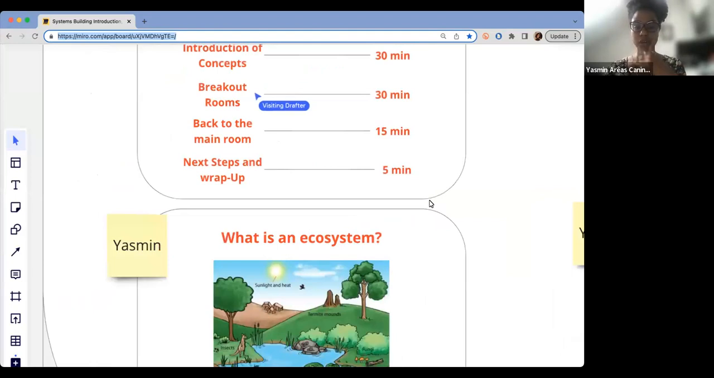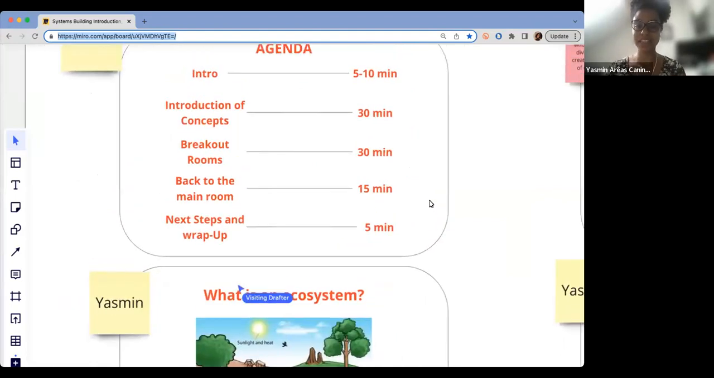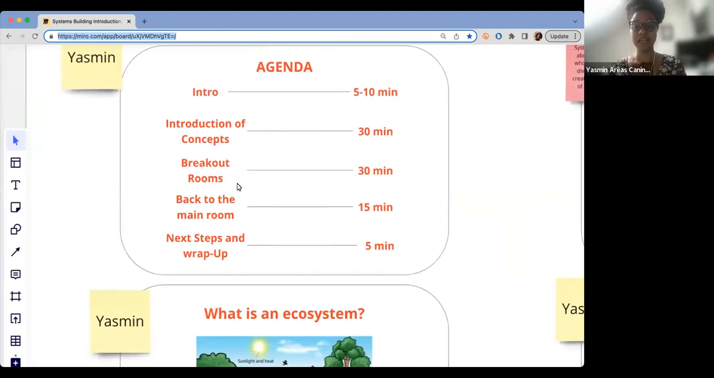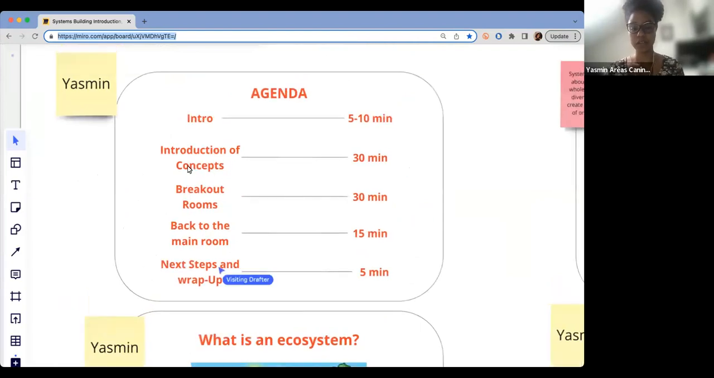So we're going to start with this 5 to 10 minutes introduction. Afterwards, we're going to introduce the concepts of systems building. It's just going to take roughly 30 minutes. Then we're going to have a breakout room session that is going to take roughly 30 minutes as well. Then we're going to come back to the main room to share the main outcomes and insights that you had during your discussion in the breakout room. And to finish off, we're going to have the next steps and wrap up of today's session.